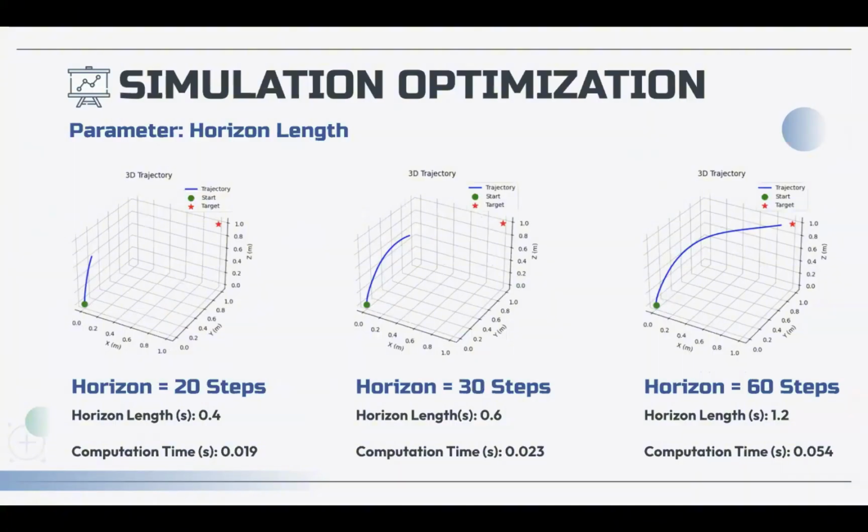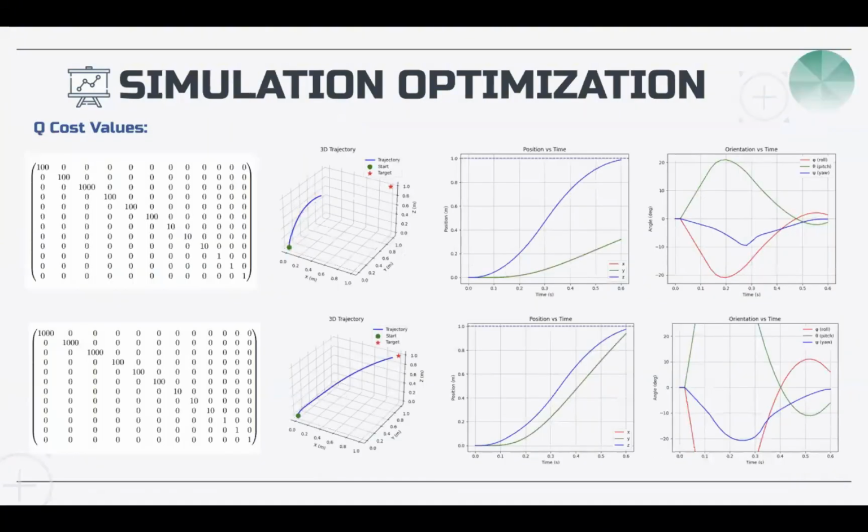Finally, we also have some plots of the different horizon lengths and steps and their effect on computation time. As we can see, 30 steps is a pretty good balance of working towards our target state while keeping the computation time low. This is what we thought would be the optimal number of steps through our experimentation. We can also see that by changing the Q cost values, we can achieve varied results. By penalizing pitch and roll, we see drastically different outcomes, both in the orientation versus time as well as the trajectory we ultimately get.